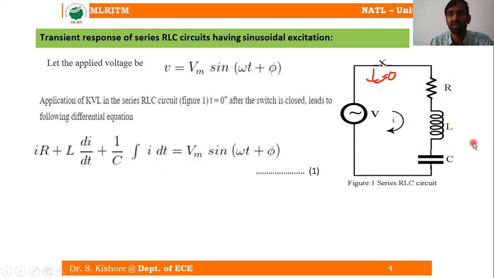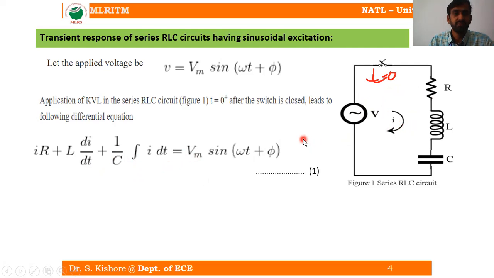What are the different elements we have? R, L and C. What is the voltage across the resistor? The current times the value of the resistor. What is the current in the loop? I is the current, so I into R, plus L, the self-inductance. What is the self-inductance here? L di by dt. Plus, what is the voltage across the capacitor? 1 by C integral of I dt. So this is our KVL expression for the given RLC circuit.